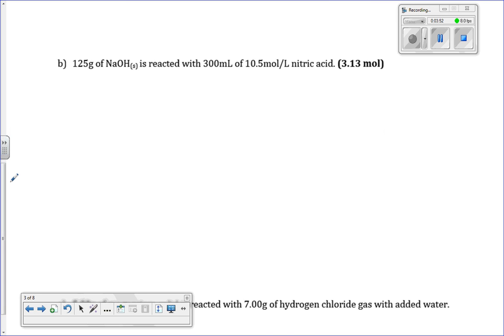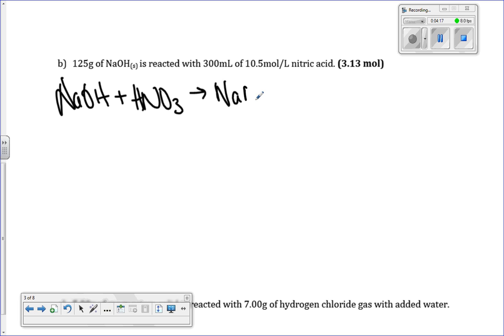125 grams of sodium hydroxide is reacted with 300 milliliters of 10.5 moles per liter nitric acid. First step that we have to do, we have to create a balanced reaction. Again, you're going to be making sure that you're putting in states. And we can see here that this is a 1 to 1 to 1 to 1 ratio. Next step is to write in our givens.